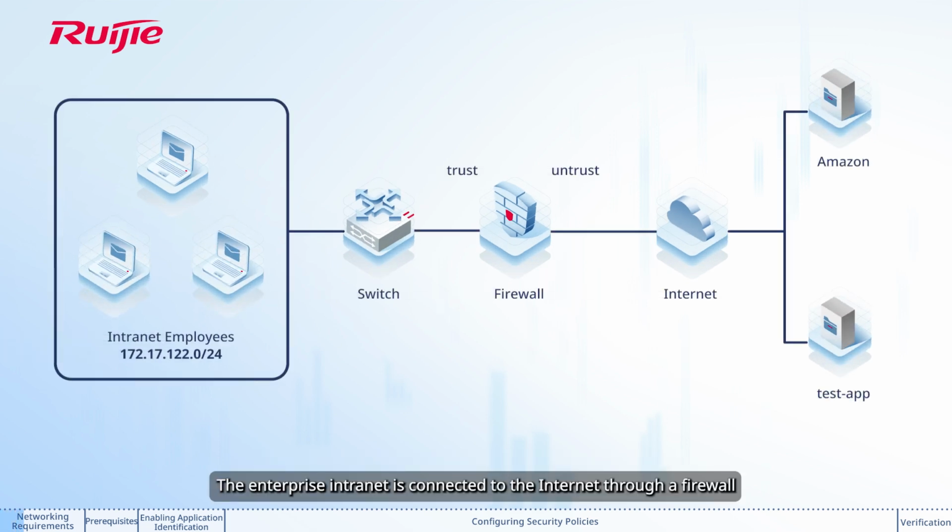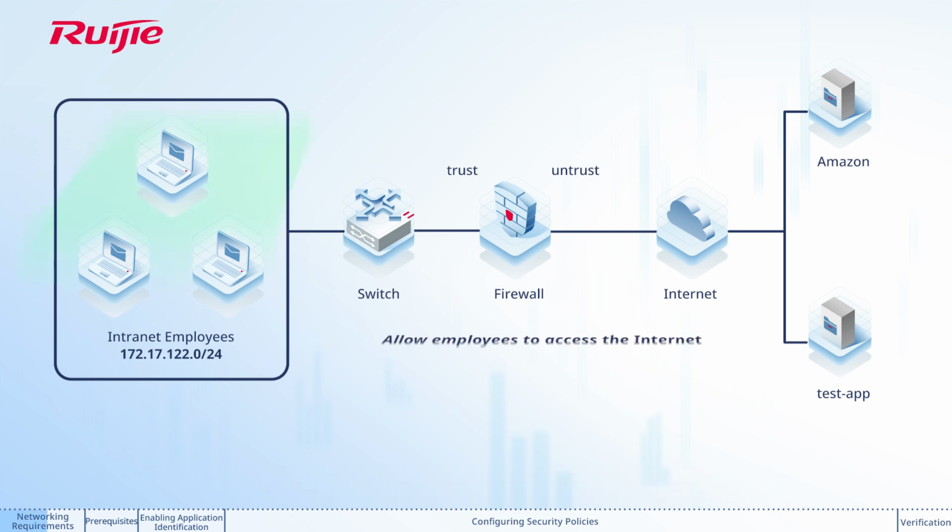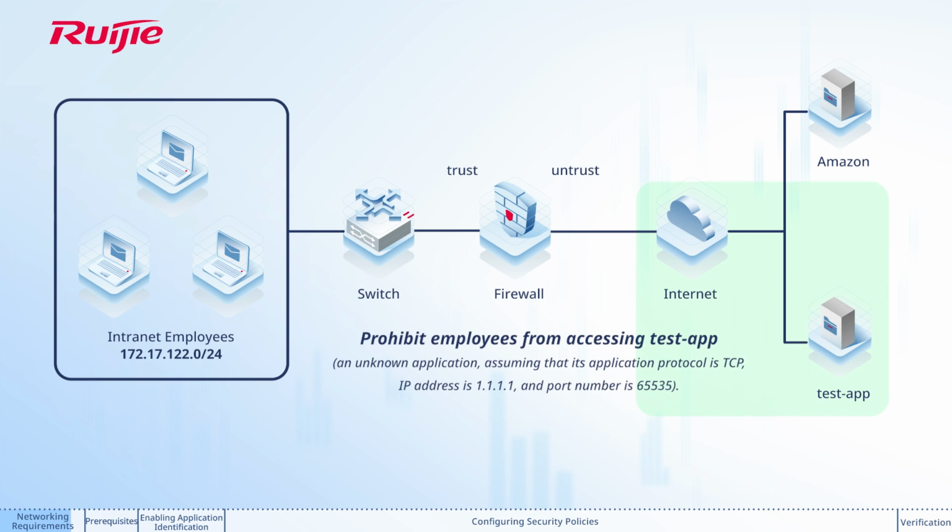The enterprise intranet is connected to the internet through a firewall. The administrator wants to achieve the following effects: allow employees to access the internet. Prohibit employees from accessing Amazon. Prohibit employees from accessing Test App.